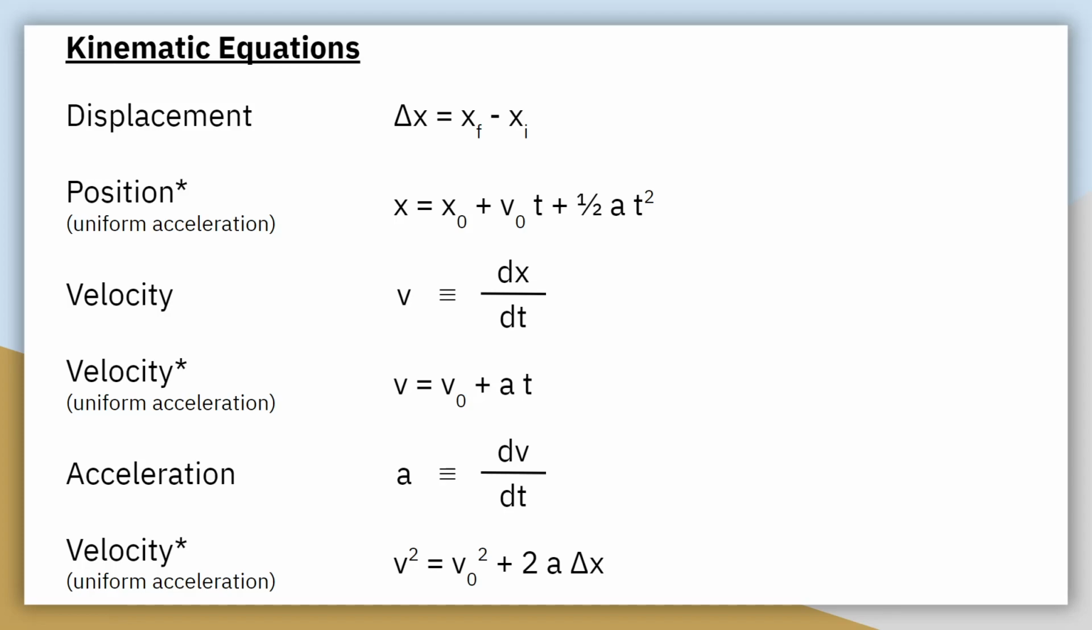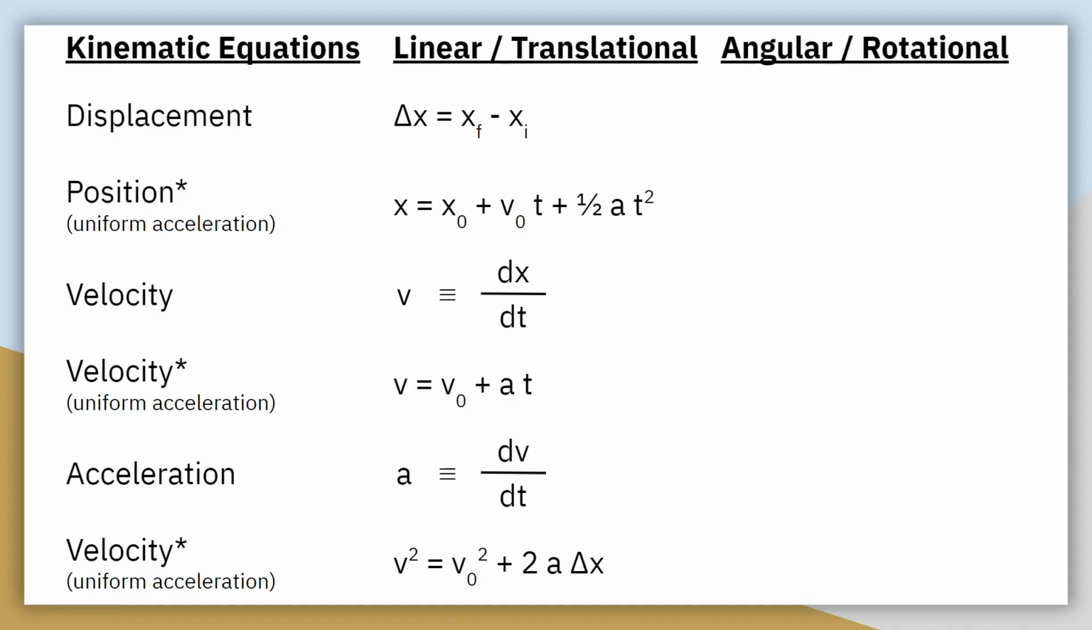These are all of our kinematic equations we've been using for linear or translational motion. However, each and every one of these equations we can also write in terms of the angular or rotational variables and use those equations in exactly the same way. So our angular or rotational displacement is the change in theta, that symbol we use for angular position. So its change in our angular position is equal to our final angular position minus our initial angular position.